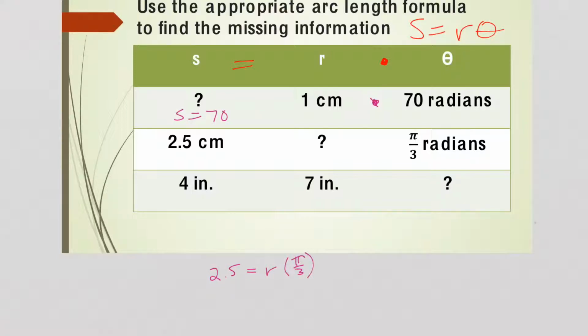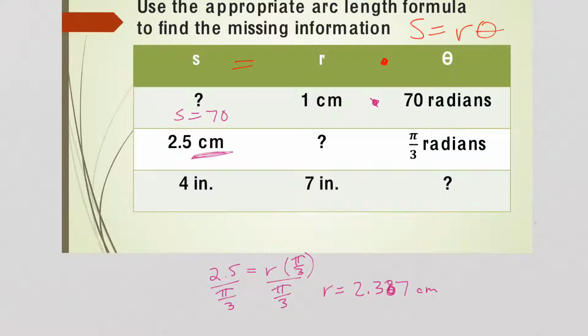How do I undo multiplication? I divide. So divide both sides by pi over 3. And I get R equals 2.387. And it's centimeters, because it says in centimeters right here. That is our radius. Now, in this case, make sure when you're dividing by pi over 3 that you use the pi symbol on your calculator. Like I said before, we are no longer using 3.14. You need to be as exact as possible.